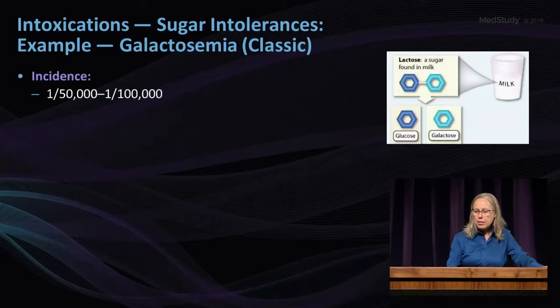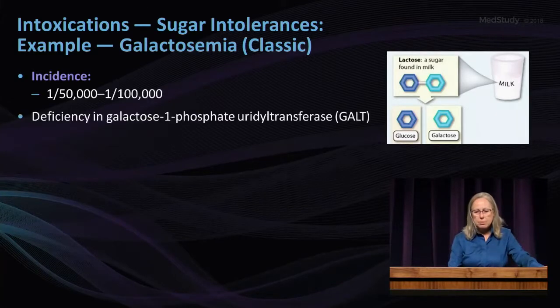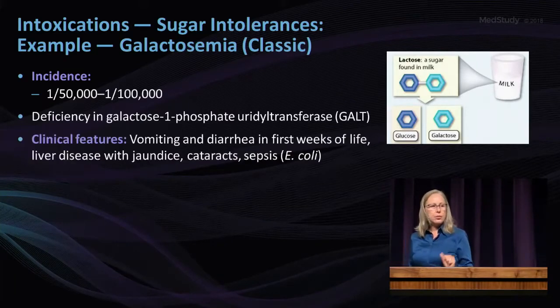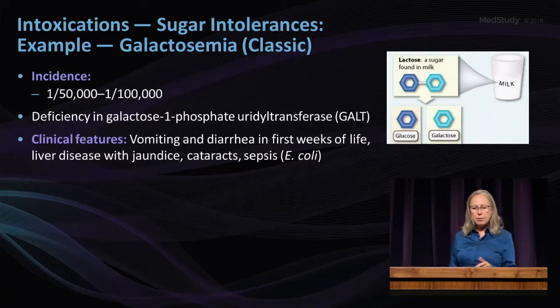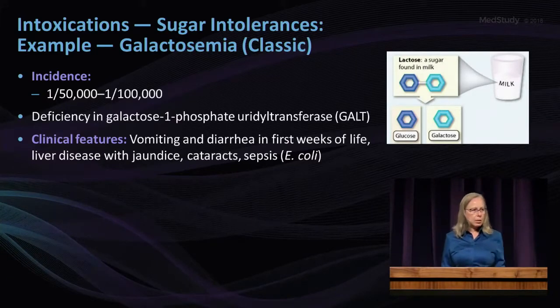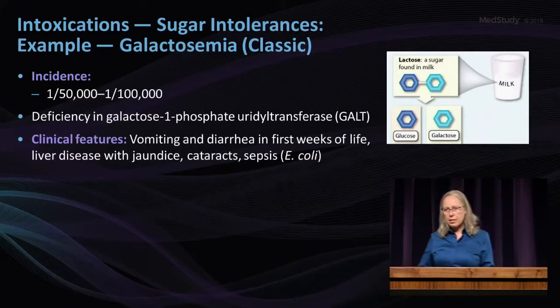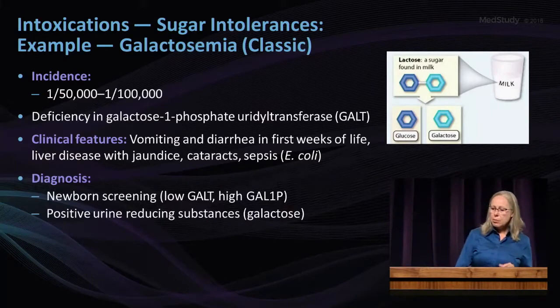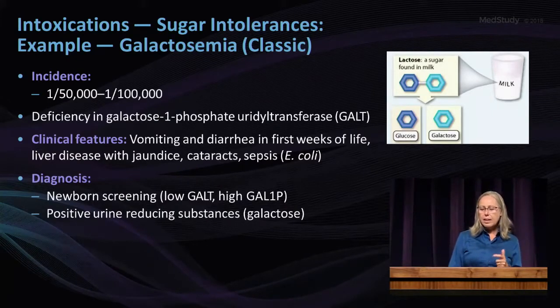So galactosemia has an incidence of about 1 in 50 to 100,000, and it's a deficiency in galactose-1-phosphate uridyl transferase, abbreviated as GALT. Clinical features: vomiting and diarrhea in the first weeks of life, liver disease with jaundice, cataracts, and the infamous E. coli sepsis. If you see E. coli sepsis in the clinic or on a test, think about galactosemia. So we pick it up on newborn screening with a low enzyme activity and a high Gal-1P. And you can get positive urine-reducing substances, which is the galactose in the urine.